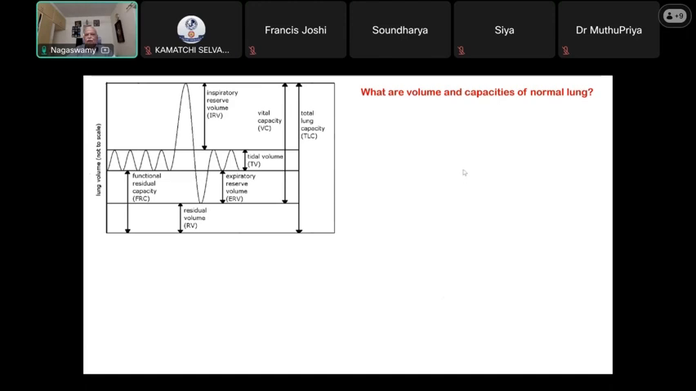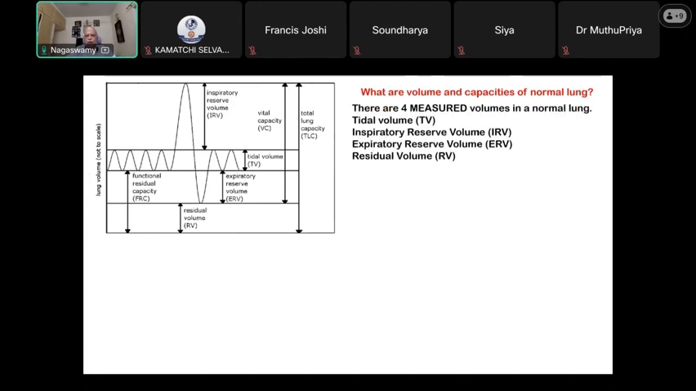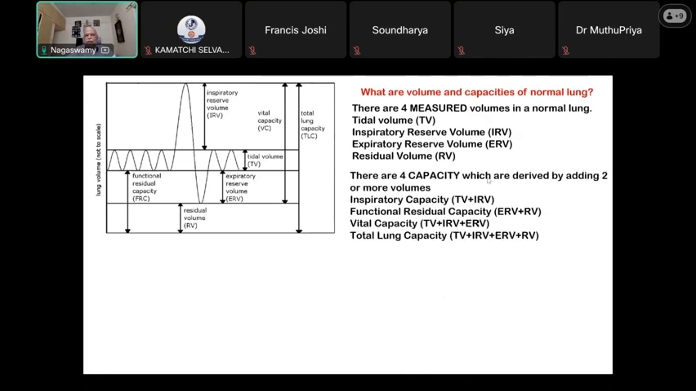So, what are the volumes and capacities of a normal lung? There are 4 measured volumes: the tidal volume, inspiratory reserve volume, expiratory reserve volume, and residual volume. And there are 4 capacities, which are nothing but the addition of 2 or more volumes: inspiratory capacity, which is a combination of tidal volume and inspiratory reserve volume; FRC, which is a combination of ERV and RV; vital capacity, which is TV, IRV, and ERV; and total lung capacity, which is a combination of all the 4 volumes.